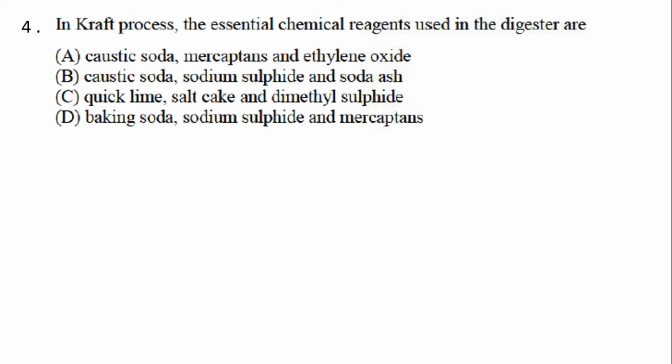Now the next question is, in the Kraft process, the essential chemical reagents used in the digester are. Especially for these chemical reagents, you can answer this question by referring to page number 353 of Dryden's Outlines of Chemical Technology. When it comes to the options, we never use mercaptans and ethylene oxide, so option A is wrong. And when it comes to option D, it's baking soda, NaHCO3, sodium sulfide, so we never use baking soda in the Kraft process, and quicklime also we don't use. Dimethyl sulfide also you don't use. So options C and D are wrong.